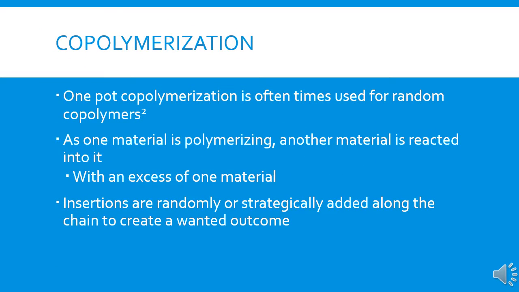One popular kind of copolymerization in particular that is oftentimes used to make random copolymers is one-pot copolymerization. This just means that as one material is polymerizing, another material is poured into it and reacted with an excess of one material. This adding of a second material can be random or it can be very strategic to give scientists the expected or wanted outcome.